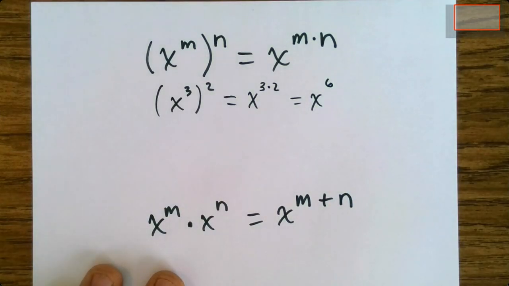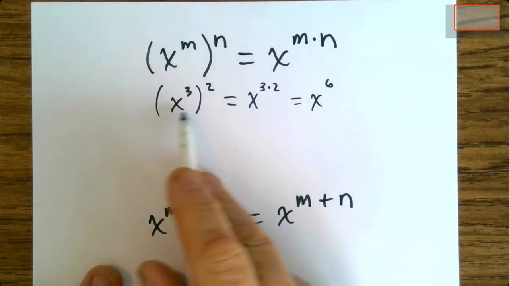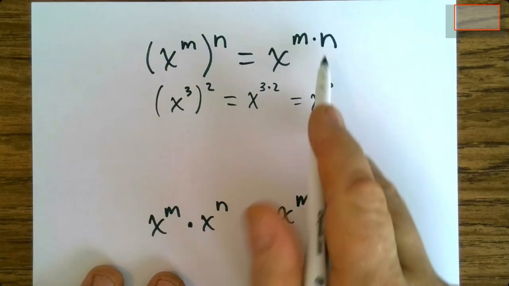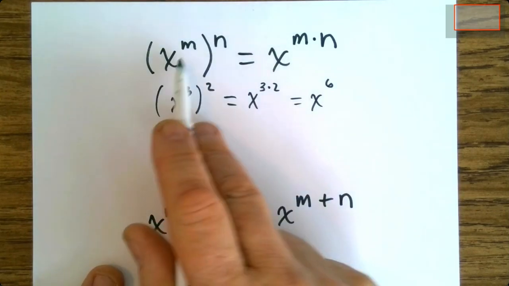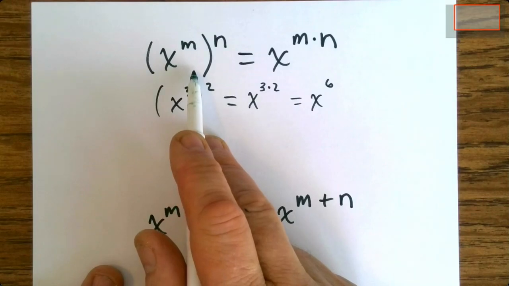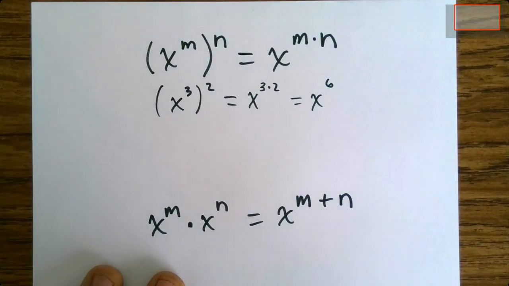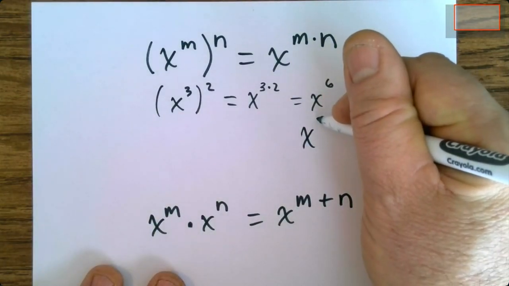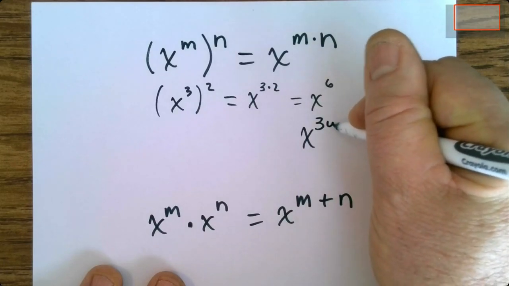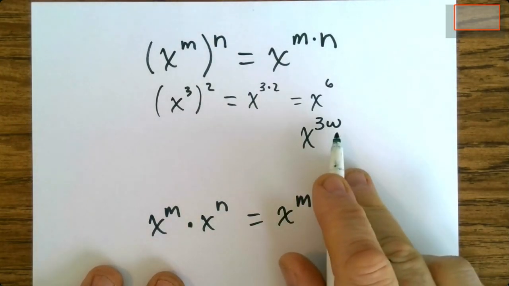Now, what we often don't think of is the fact that this actually goes both directions. There's no reason why I can't start with some expression here and then use this relationship to go back this way. So, for example, let's say that I've got x and it's being raised to the 3w power.